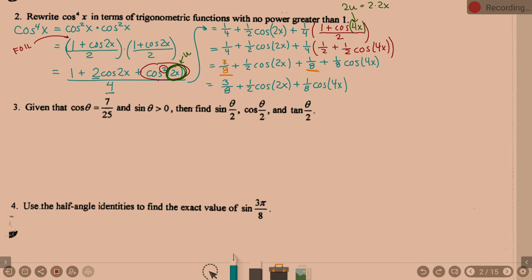Can I add my cosines? No, they don't have the same coefficient. They don't have the same, I would say, variable piece. One's cosine of 2x, the other's cosine of 4x. In order to add cosines, they have to have the same insides.